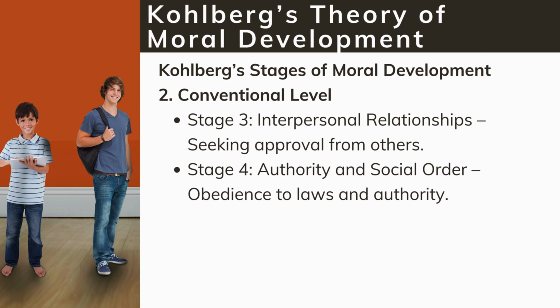Conventional level, from adolescence to adulthood. Stage 3, interpersonal relationships, seeking approval. Example is a teenager obeying school rules to gain teacher approval. Stage 4, authority and social order. The teenager follows rules and laws, like stopping at a red light because it's the law.